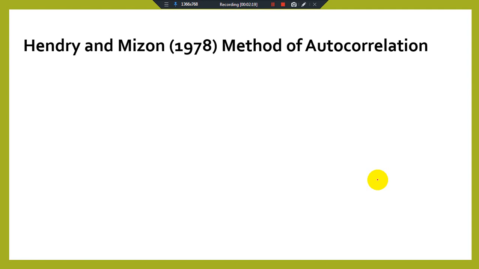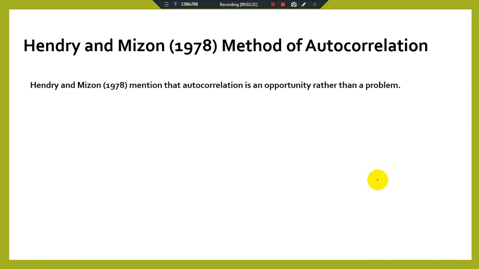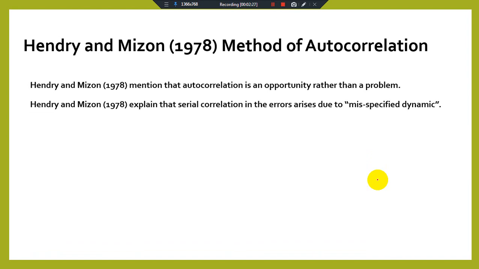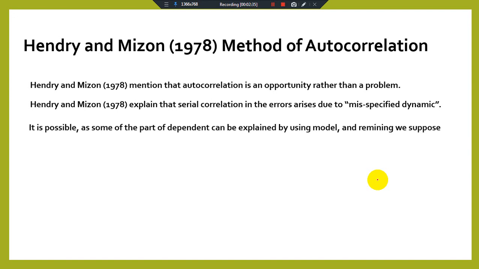Hendry and Mizon 1978 mention that autocorrelation is an opportunity rather than a problem. They explain that serial correlation or autocorrelation in the error arises due to misspecified dynamics. Normally, whenever we are estimating any regression line, we suppose that the dependent variable can be explained by the independent variables, and the remaining part is explained by the error term. But actually it is not always true, or it is not always possible.